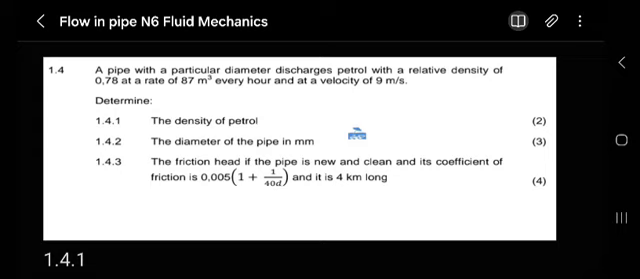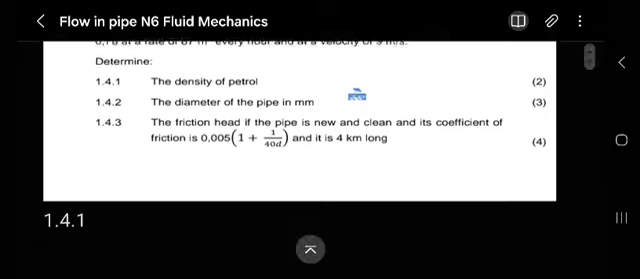This is N6 flow in pipes, right? Question 1.4 says a pipe with a particular diameter discharges petrol with a relative density of 0.78 at a rate of 87 cubic meters every hour and at a velocity of 9 meters per second. That is what we are given.